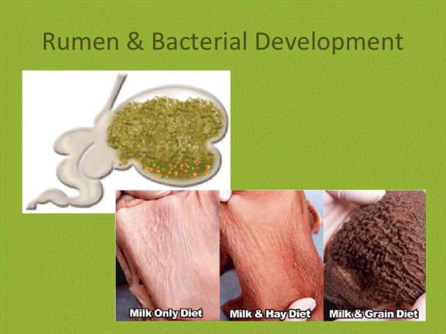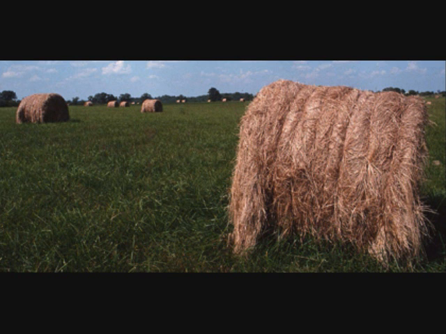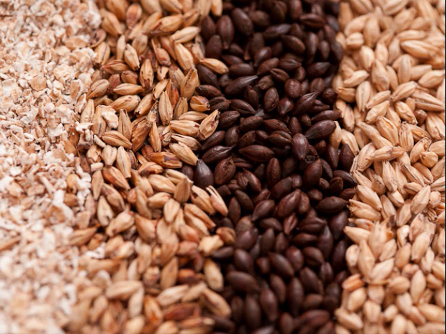The two main groups of bacteria housed within the rumen are cellulolytic bacteria, which break down fibers and cellulose provided by forages in the diet, and amylolytic bacteria, which digest starch provided by grains in the diet.